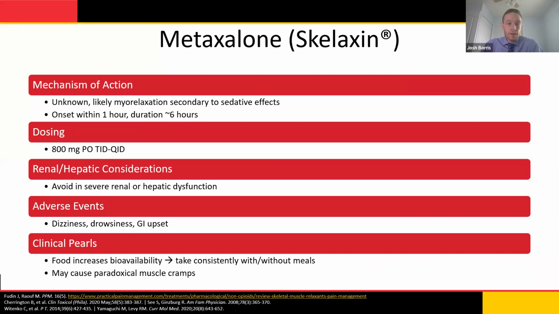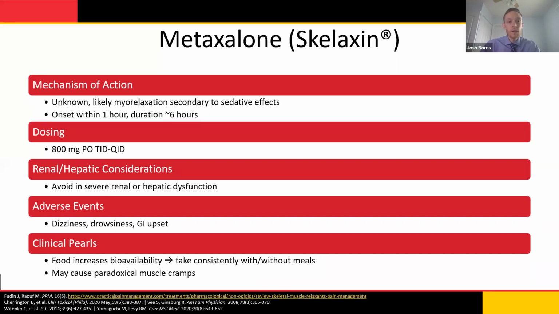Metaxalone is the next one that we'll be talking about. And again, kind of like a lot of the things that we see with these skeletal muscle relaxants, we don't really know exactly how it works. They think it's myelorelaxation secondary to sedative effects. At least that's what they say in the package insert and the drug databases. But a different group did a study in 2020 that found that metaxalone actually decreases inflammatory cytokines in vitro. And they think that that somehow has a role in its muscle relaxant effects, which I think is really interesting.